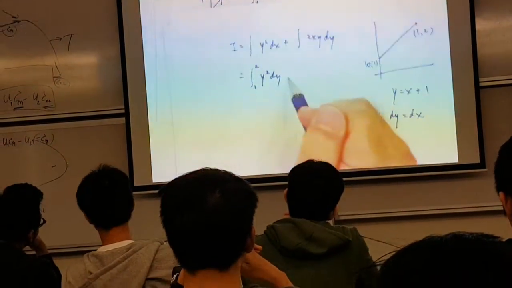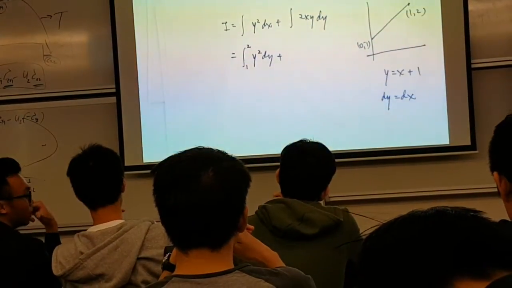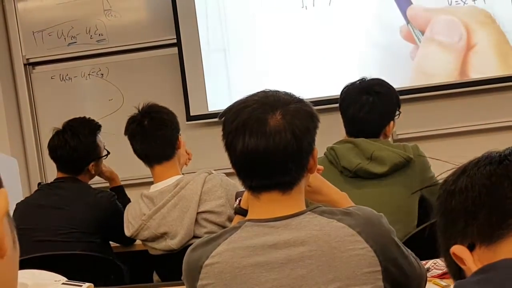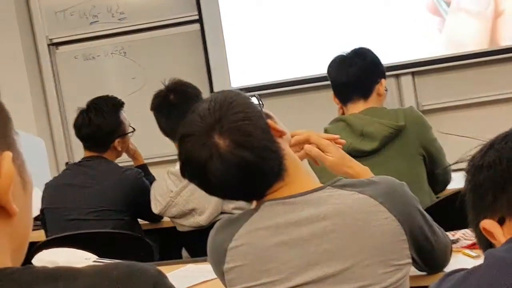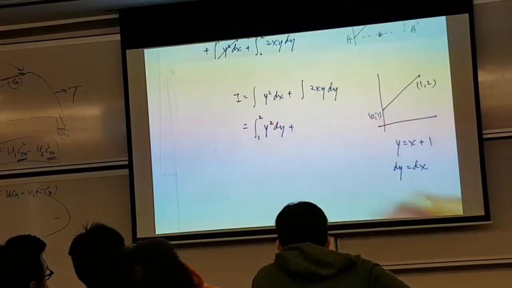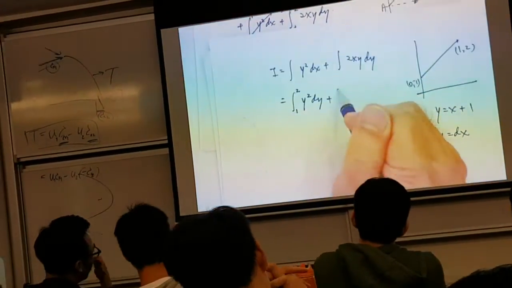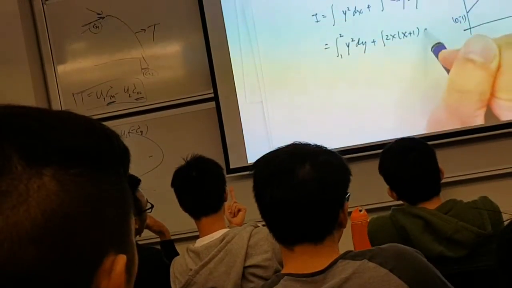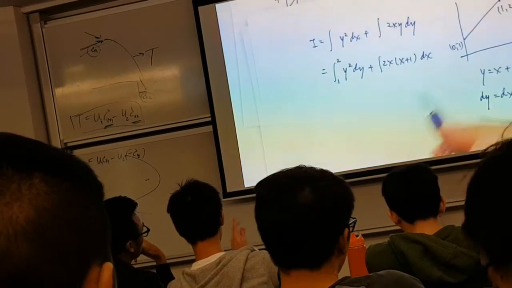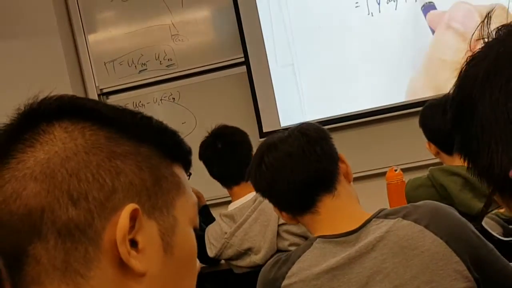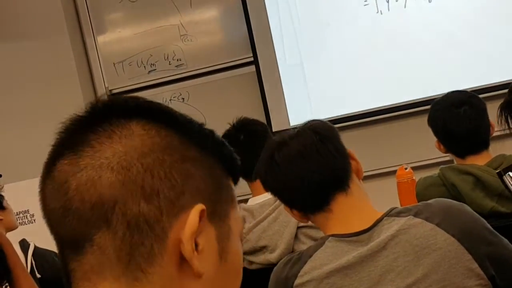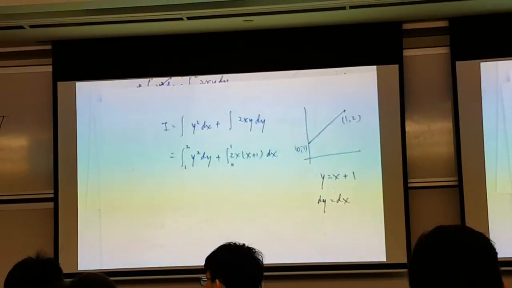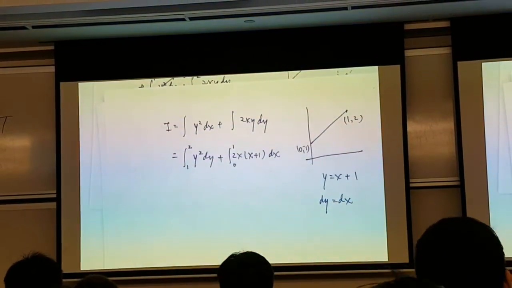And then for the second portion, because this is dy, we can also change it to dx. So this becomes 2x times y, which is x plus 1, dx, and you're integrating x from 0 to 1. We're not changing anything, we're just following the integration and carrying it out.